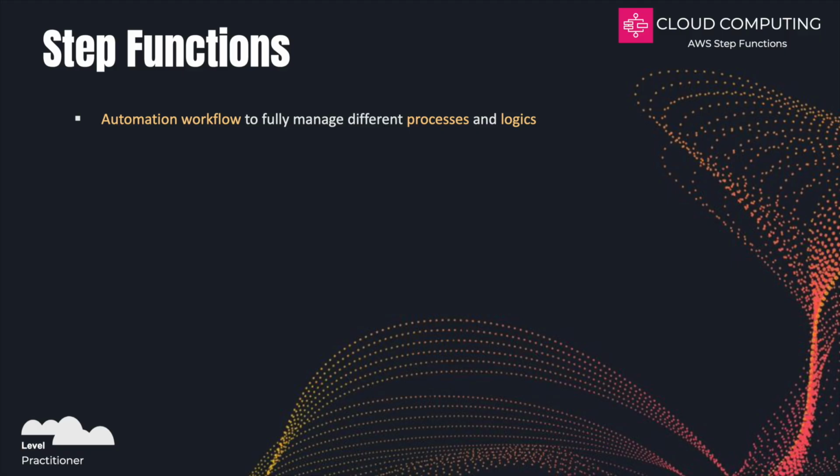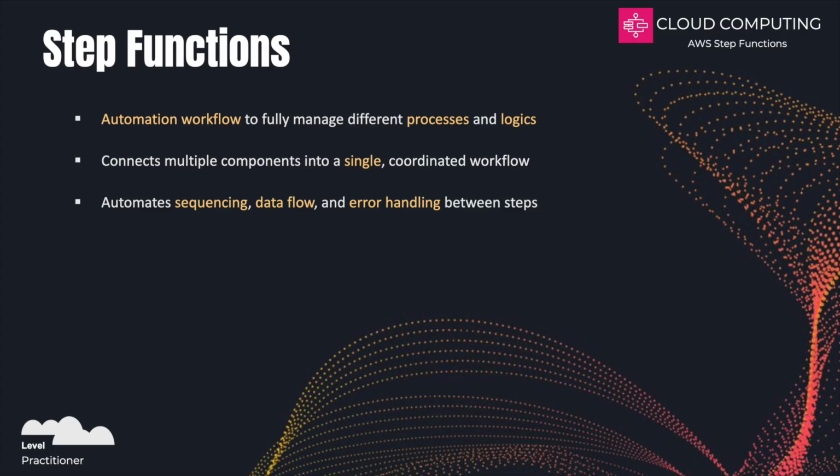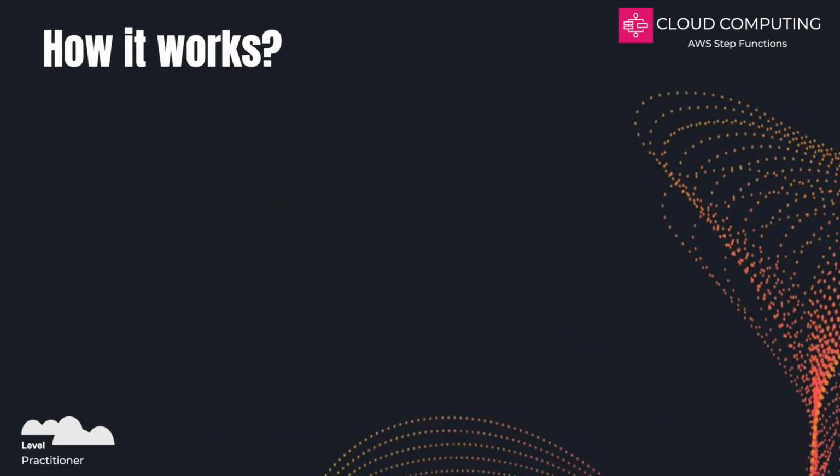Step Functions are designed to tie together the different parts of the application into one smooth workflow. Instead of you having to write piles of code to decide what runs next, how data moves between steps, or what to do if something fails, Step Functions handle all of that for you. Think of it as the built-in traffic controller for your application, making sure every step happens in the right order, errors are caught, and information flows exactly where it needs to go. So how does it actually make your life easier? Let's break it down step by step.